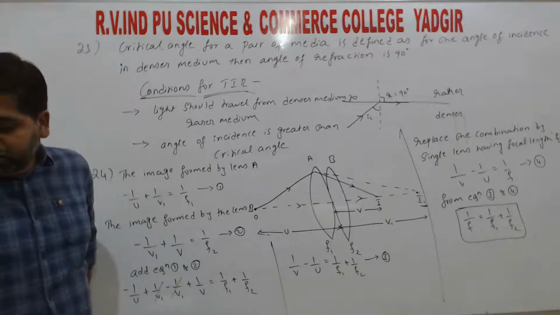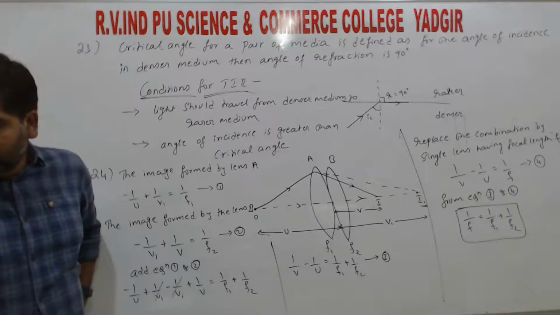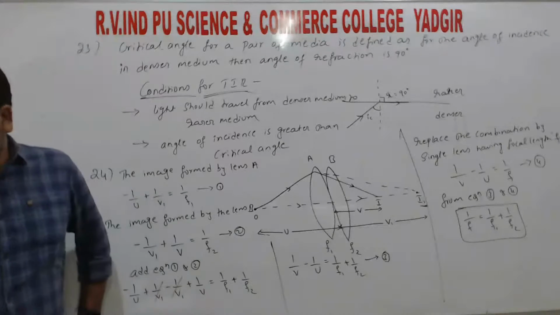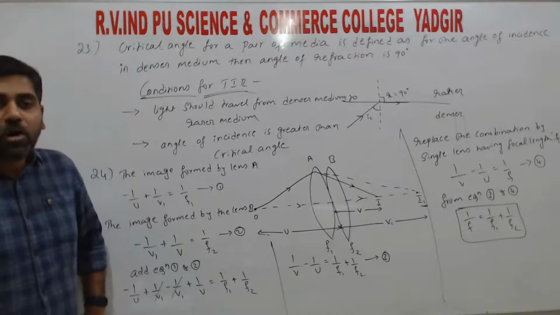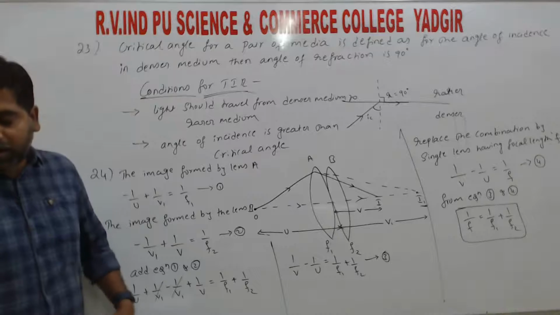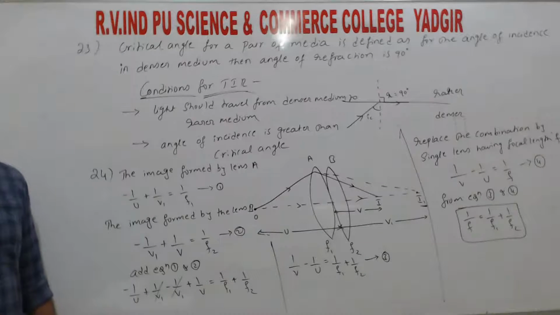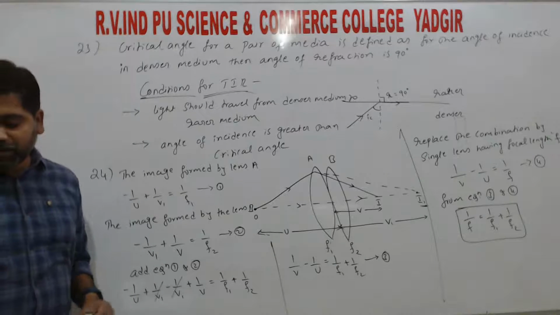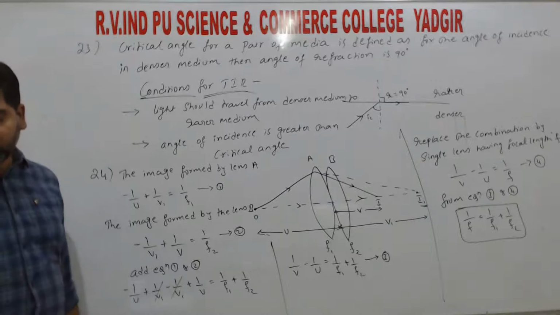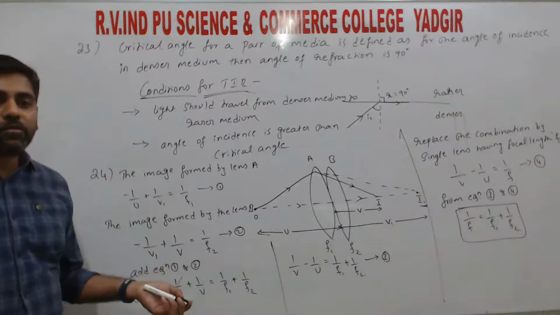So the next, 26th question: what is interference? Write the condition for the path difference in case of constructive and destructive interference, right? So that is the modification in the redistribution of the light energy. So that is the interference. So what is interference? Interference is the modification in the distribution of light energy when two or more light waves superpose.